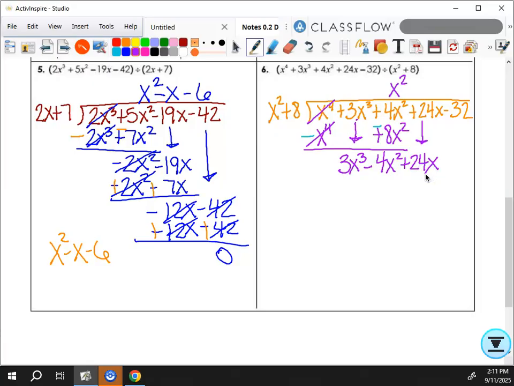Everybody with me so far? Any questions about anything, where it came from, whatever? Okay. All right, so then 3x cubed divided by x squared gives me 3x. Multiply it back. 3x cubed plus 24x.